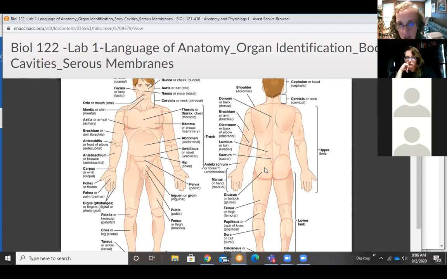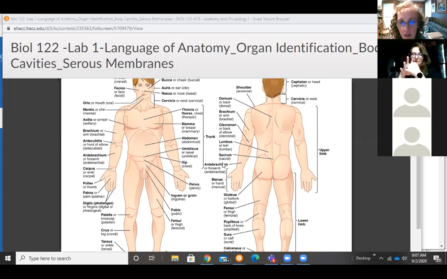Anatomy is a word puzzle. If you can learn these regions, you can often identify what's also in that region because it's named similarly, from the veins to the bones to the muscles to the nerves. They're named very similarly.